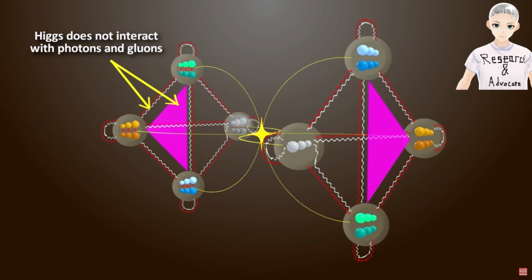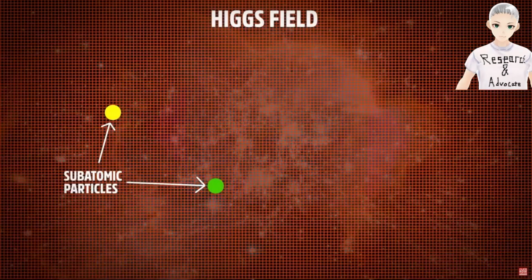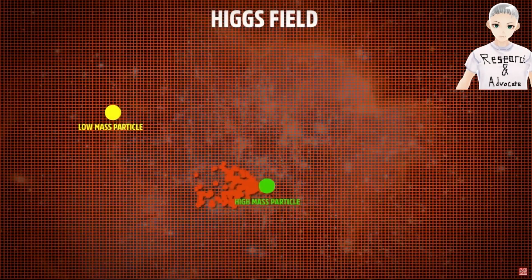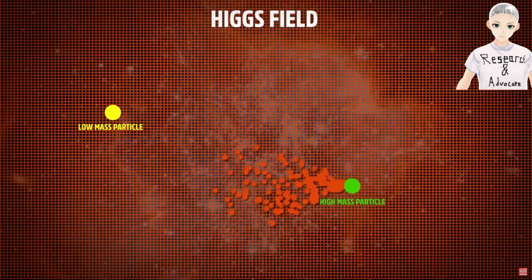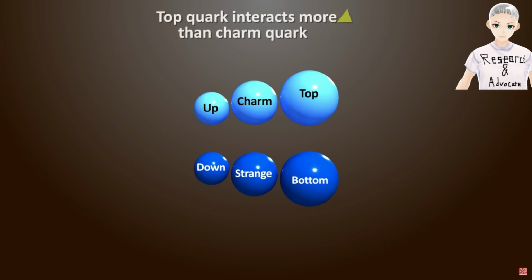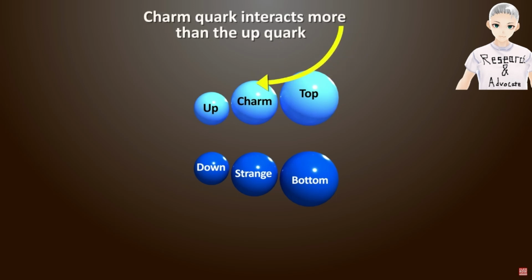The amount of mass conferred to these fundamental particles depends on how much they interact with the Higgs field. The greater the interaction, the higher the mass. So for example, the top quark interacts more with the Higgs field than the charm quark, thus gains a higher mass. Likewise, the charm quark interacts more with the field than the up quark, so it has a higher mass than the up quark.